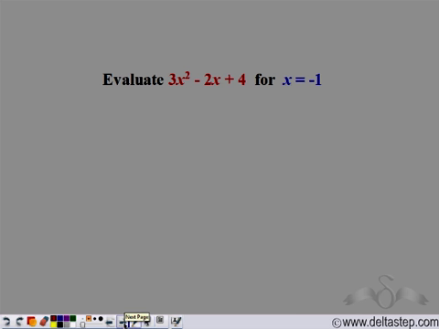We need to evaluate this expression if the value of x is -1. So how do we do it? We simply substitute the value of x, which is -1 here, in place of x. So we have 3. Instead of x to the power 2, we have -1 to the power 2, minus 2 into -1. So in place of x, we write -1 plus 4. And now we simplify it.